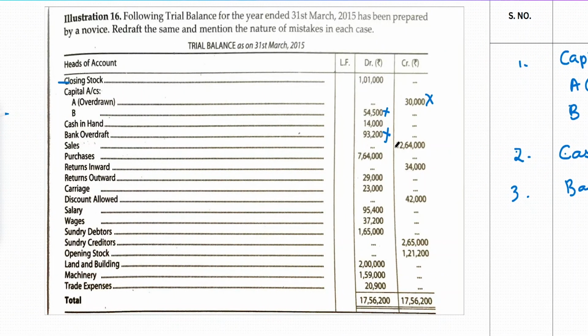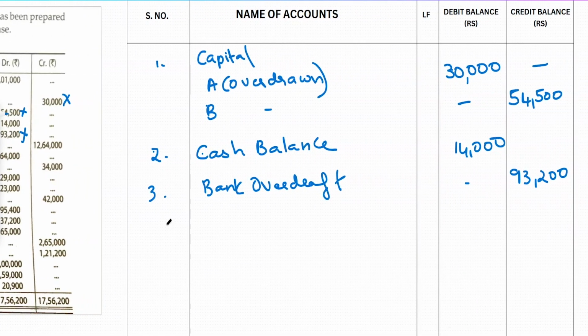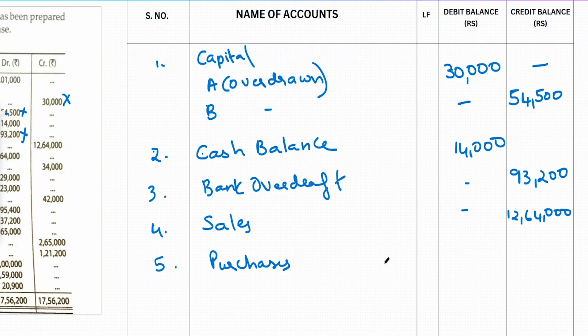Next we have sales. He has correctly recorded sales on the credit side. Purchases also on the debit side. Okay, he has recorded sales and purchases correctly. Let's write the same. Sales 12,64,000. Number 5, purchases 7,64,000.